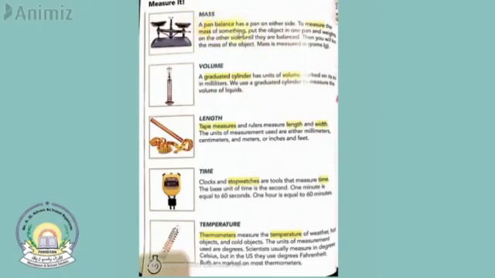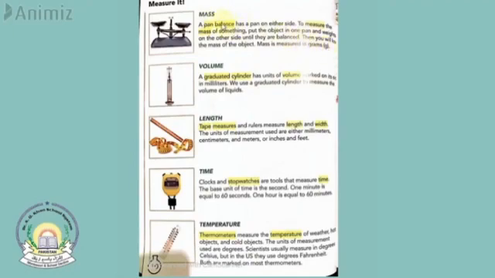The pan balance has a pan on either side to measure the mass of something. Put the object in one pan and add weights on the other side until they are balanced. Then you will know the mass of the object. The mass is measured in grams.